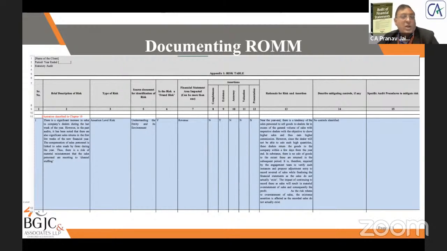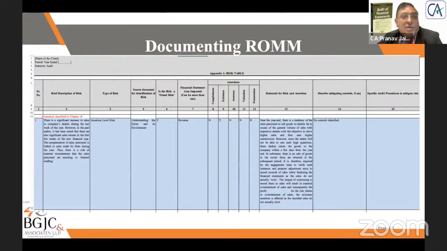So presently, if you look at NAFRA orders, and even the QRB reviews, there have been a lot of observations that there has been inappropriate assessment of risk of material misstatement, and even where the risks have been identified, they have not been properly documented as per the requirements of the standards.